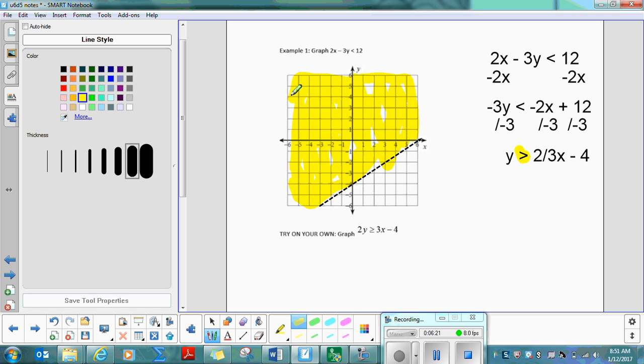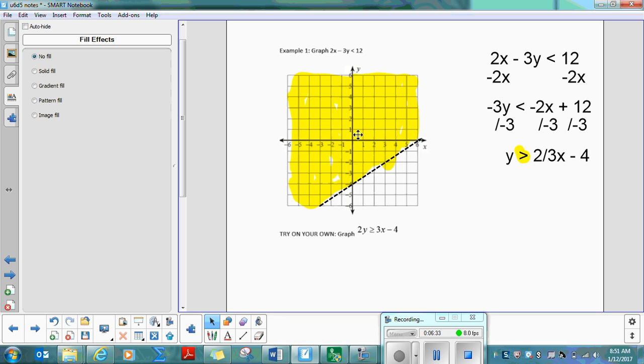The only other kind of question that you could be asked about this is maybe they give you a point and you have to check if it's a solution. So to check if it's a solution, all you have to do is plug it back into the original. So here we can check our answer and make sure it's true by picking a point in the shaded region, so like 0, 0. Plug it in here. 2 times 0 is 0. Negative 3 times 0 is 0, which gives you that whole side equals 0. 0 is in fact less than 12, so it works.